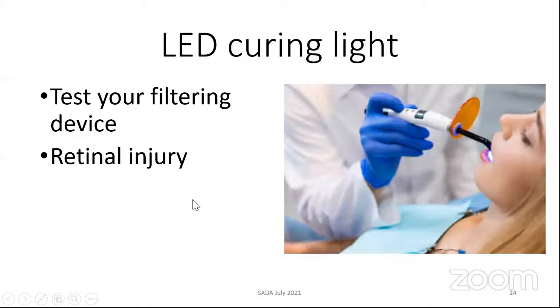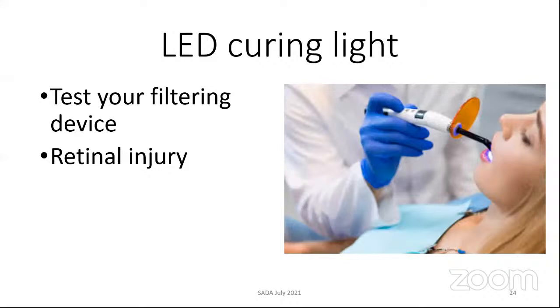The LED curing light, the curing light used to cure your resin-based restorations and fissure sealant and adhesives. You need to test your filtering device. So your orange filter, you need to test it to see if it is working optimally. How you do this is you take a 6mm disc of a resin-based material, 2mm thick, you put it on a pad in a dark room, you place your protective filter on it, that little orange filter, and then you cure your composite over the filter for 20 seconds.